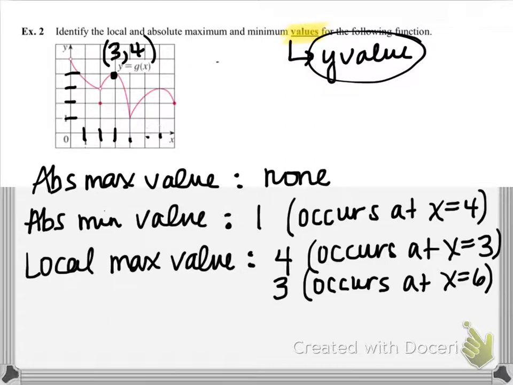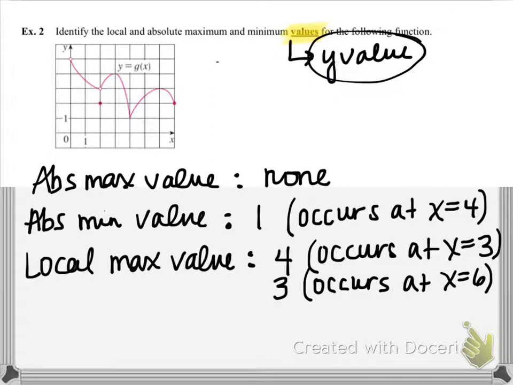Now, you might be looking at this kind of odd spot. Let's just talk about it for a second, right here on the graph, where we have this open dot. But again, remember that the actual y value there, when x is equal to 2, is actually 2 because of the solid dot below it. So that is not going to be considered a maximum in this case because of that open dot.